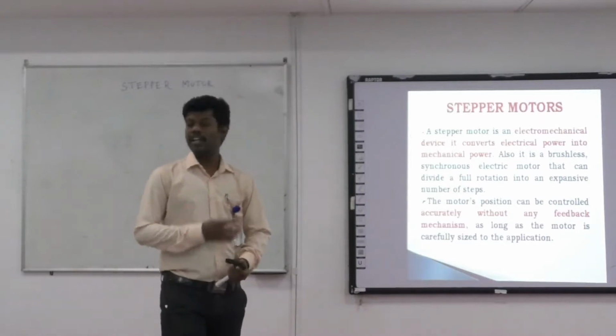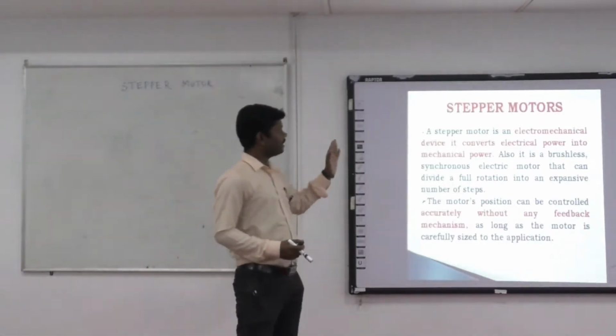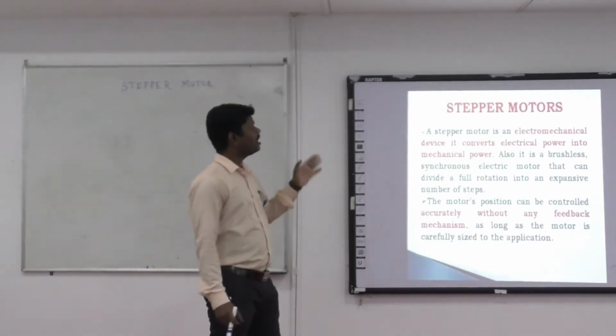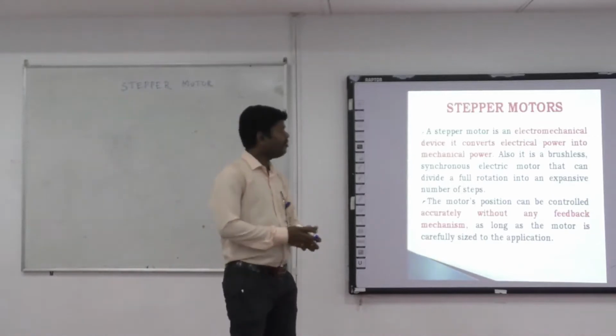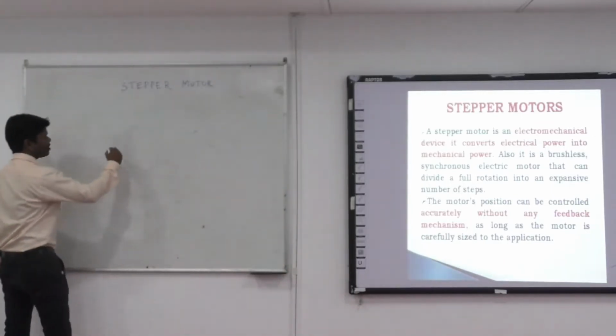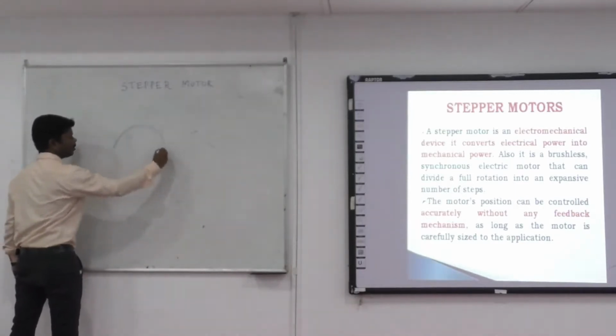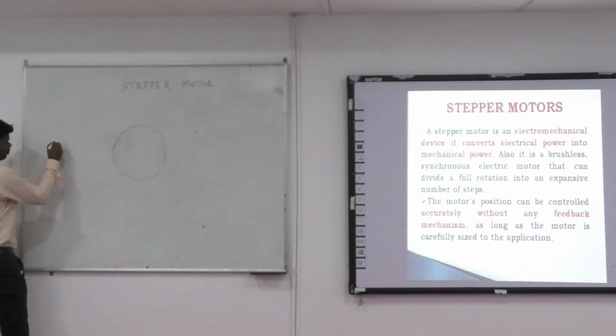The stepper motor is defined as an electromechanical device that converts electrical power into mechanical power. That means we give electrical energy to the device and it gives mechanical energy. Taking this as an example, this is called our stepper motor, and we give it a step angle.